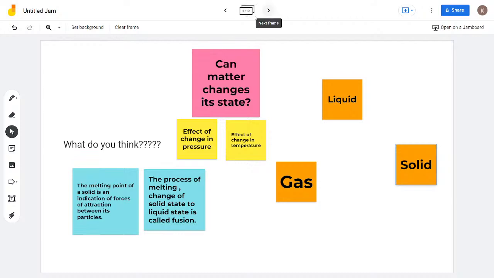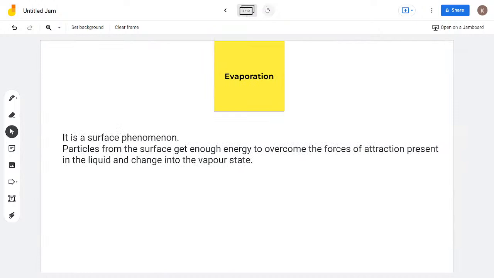Now comes the last topic, that is a subtopic of today's session, which is evaporation. What is meant by evaporation? Do you have any idea? Let me tell you. Do we always need to heat or change pressure for changing the state of matter?